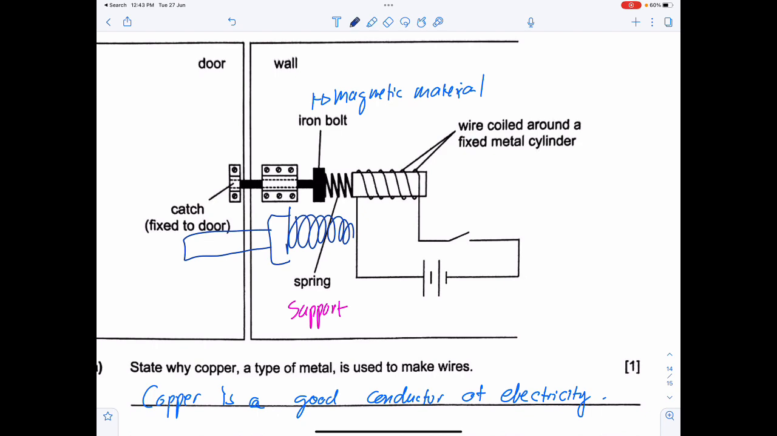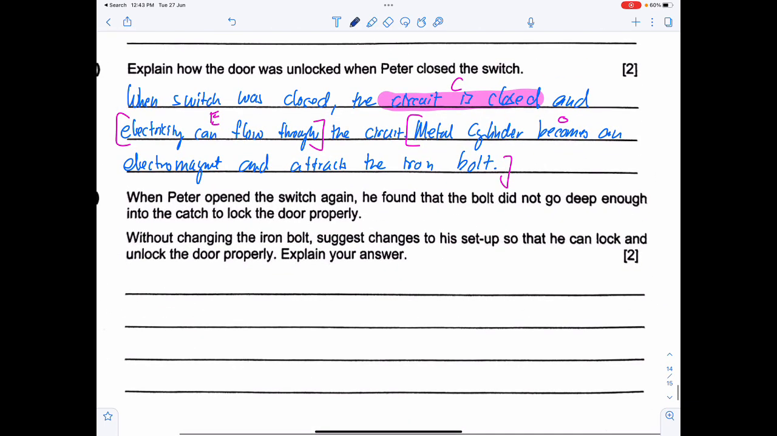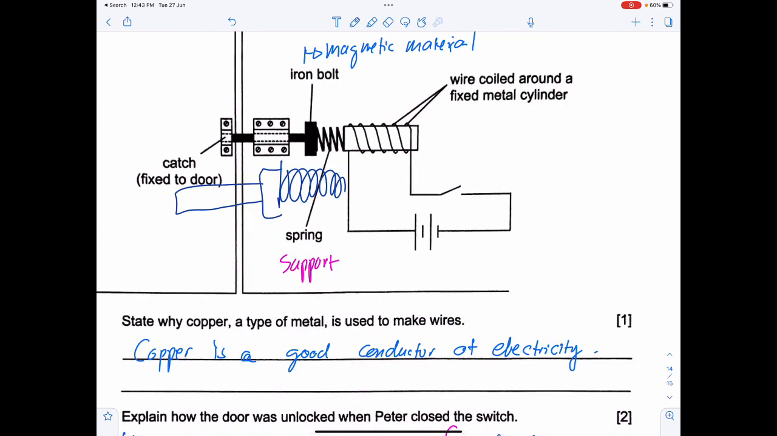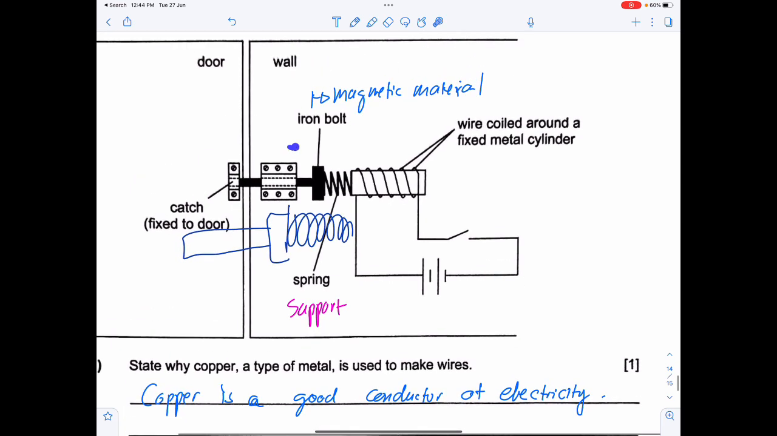Now, after that, that is actually to lock. The second point is unlock. How to unlock it? Now that you have a longer spring, it's longer, right? So in order for it to work, you need a stronger electromagnet, because the distance between your bolt and your magnet has now increased. So the only way to solve it is to have a stronger magnet. So what can you do? You want to actually coil it more, correct?